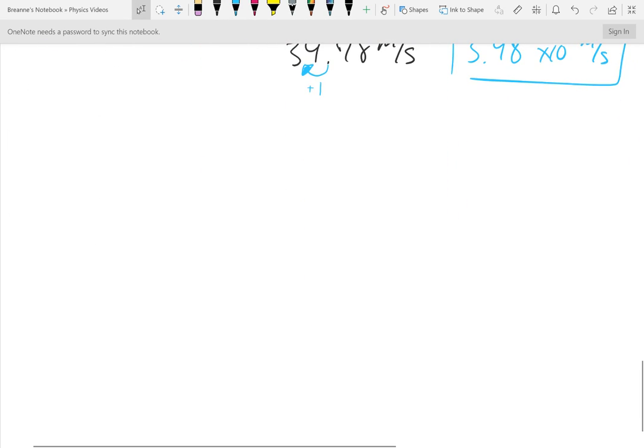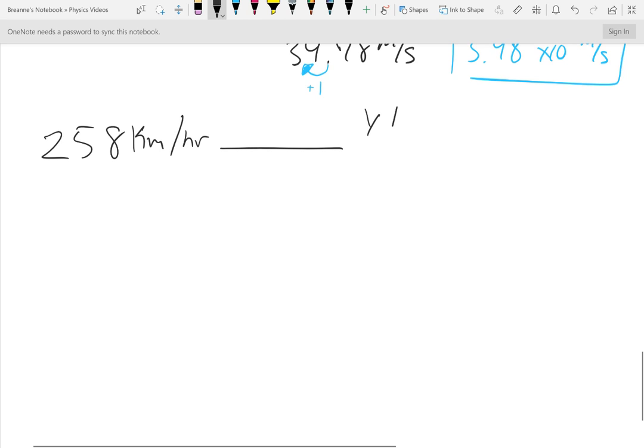Last but not least, we want to convert the 258 kilometers per hour, and we want to convert that into yards per minute.